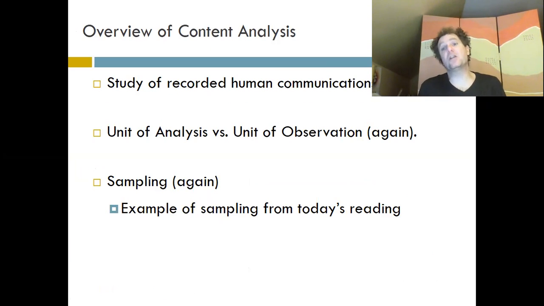Right, and we're going to see this today in the reading for today. In the reading, the authors talk about how they sampled the children's picture books. There were thousands and thousands of children's picture books produced over the 20th century, and so they had to figure out a way to sample them. What picture books were they actually going to look at, and how did they do that?